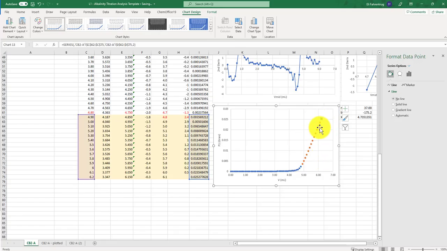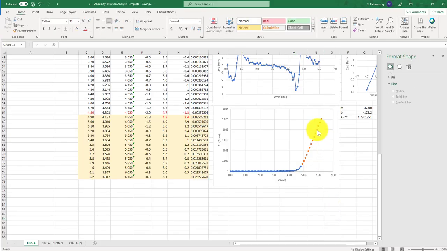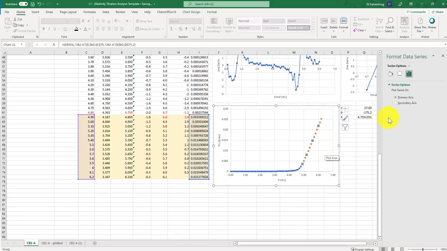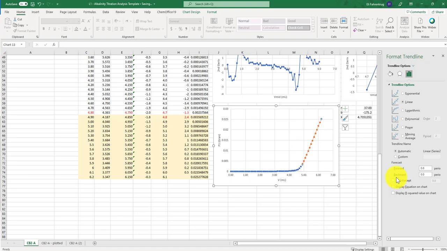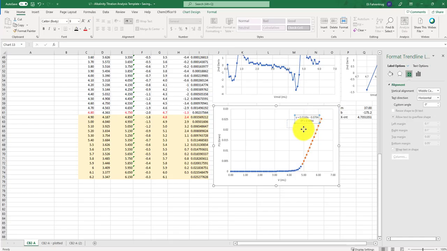So if I click on my plot here, and note I'm highlighting just the orange because it's pulling up just this set of data. Now I can go and add a trend line to this, choose more options, display equation, and the r-squared value on the chart. Okay, so what's this telling me?